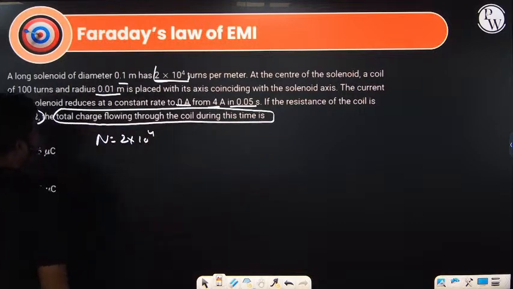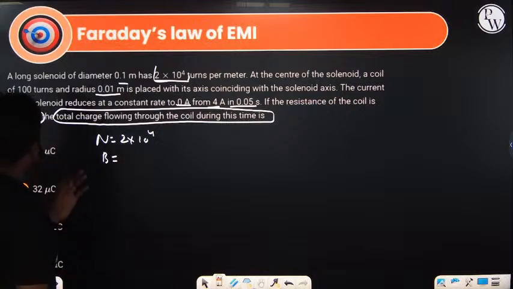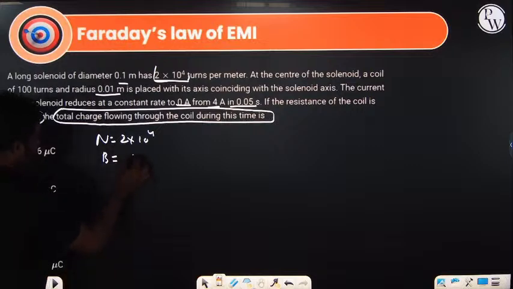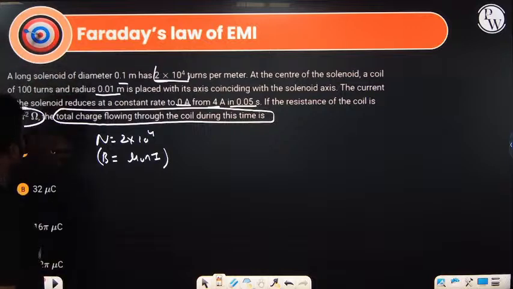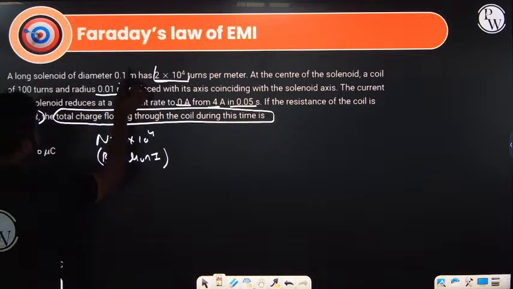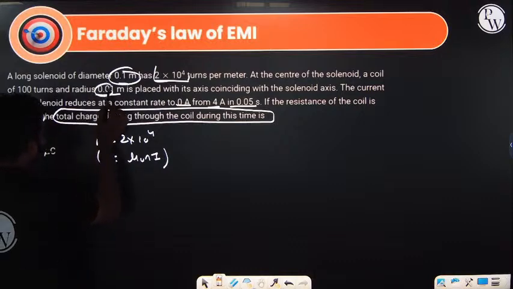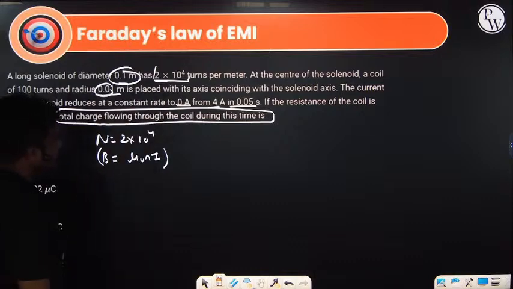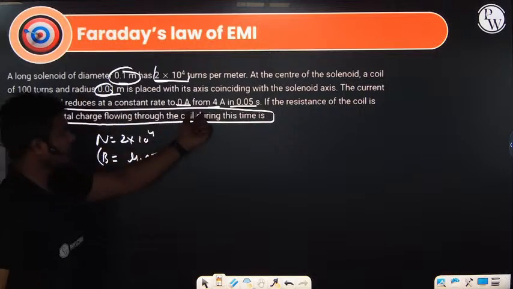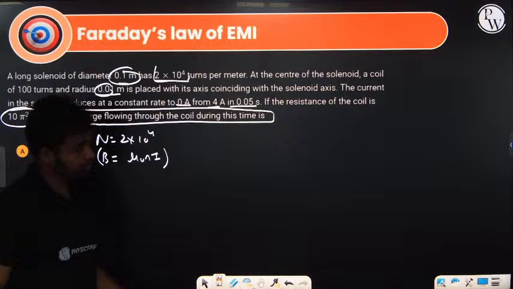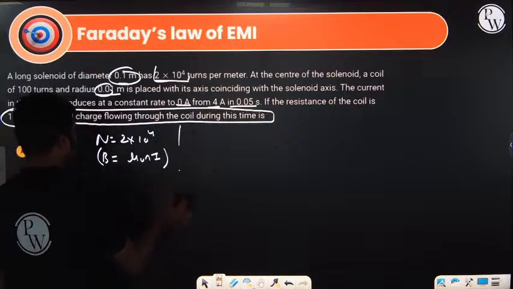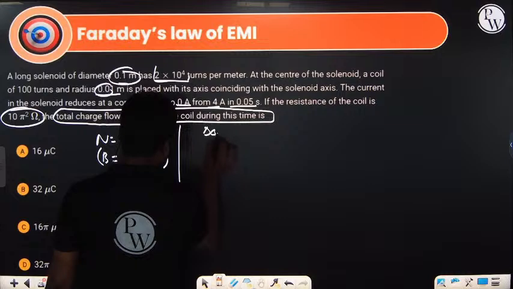So total charge. The magnetic field value is not mentioned, we will be calculating it because of the solenoid. What is that? Mu naught into N into I. The number of turns they have mentioned, and the diameter also. The solenoid has diameter 0.1 meter, with this many turns per meter. At the center of the solenoid, a coil of 100 turns and radius 0.01 meter is placed with its axis coinciding with the solenoid axis. The current in the solenoid reduces at a constant rate from 4 ampere to 0 in 0.05 seconds. So what they are asking is the charge. What is delta Q?